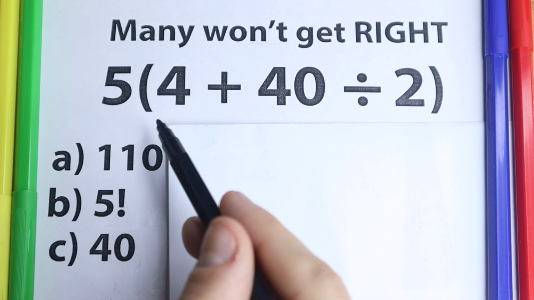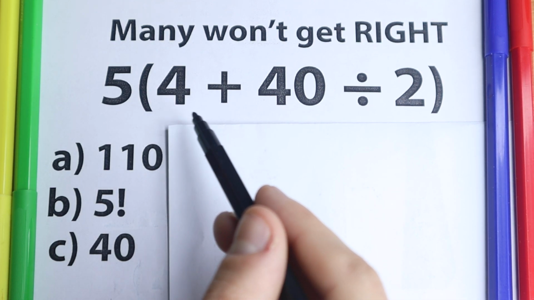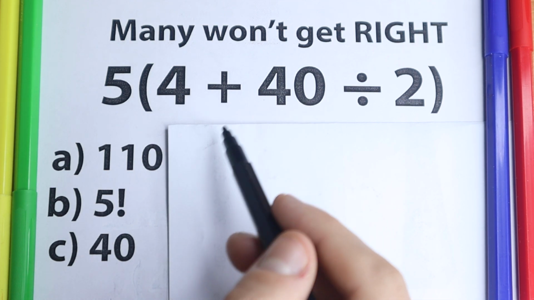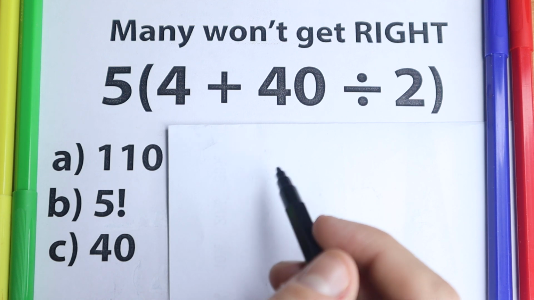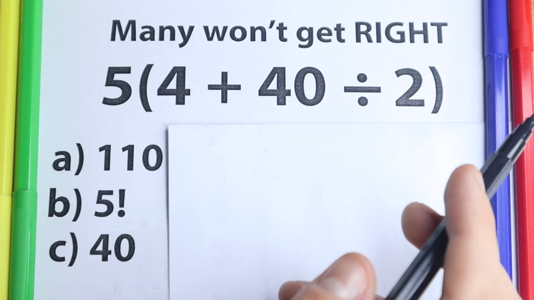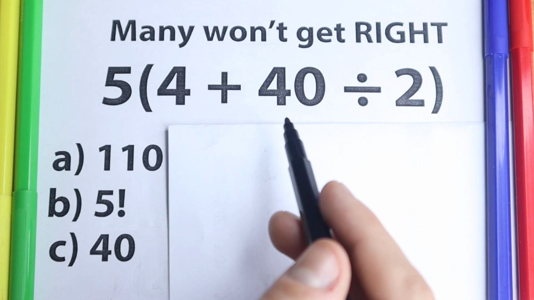Let's solve this interesting algebra question. So here is our problem: we have 5, and in parentheses we're multiplying it by 4 plus 40 divided by 2. At first sight this is a very easy question, and a lot of you learned division, addition and multiplication in the 3rd or 4th grade, so you can easily solve it. But what about the correct answer?